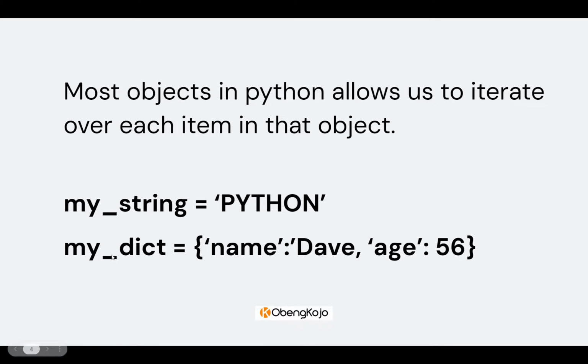In the next line, I have declared a variable called my dict, and it's a dictionary, and I have stored the key name, and the value for that is div, and then I have another key age, and the value for that is 56. So to iterate over this dictionary is to be able to access each value using its key. So I'll be able to use name to access div, use age to access the age, and then perform some sort of operations over it.